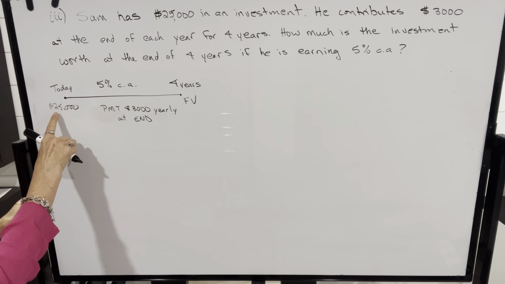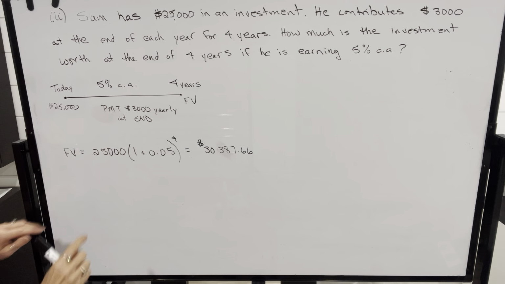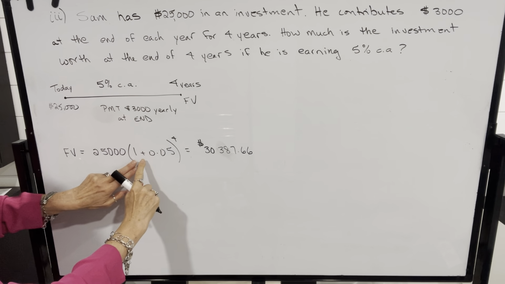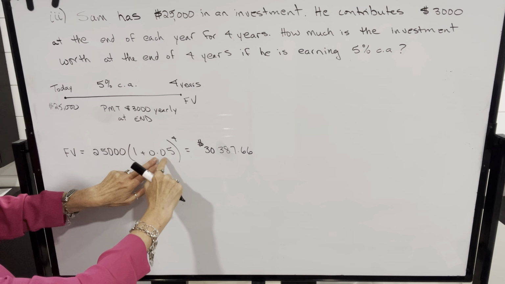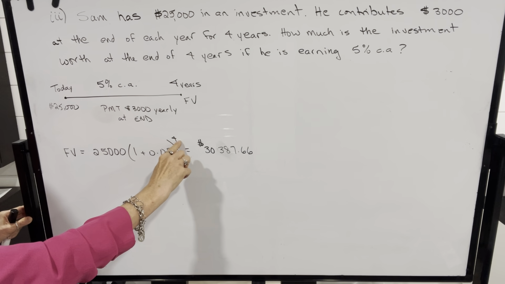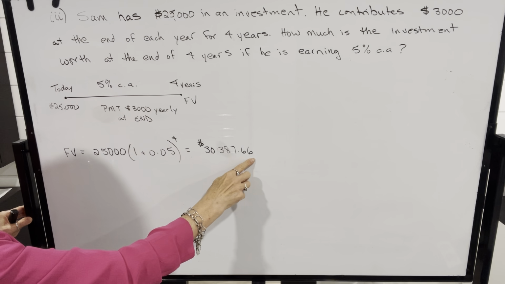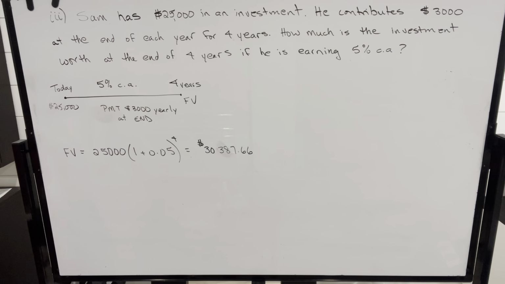So let's first of all find the future value of this amount at the end of 4 years. We take our present value, multiply by 1 plus r over n, which is just 0.05, to the 4 times 1, which is 4. That gives us a future value of $30,387.66. Now let's use our formula to find the future value of all of our $3,000 annuity payments.